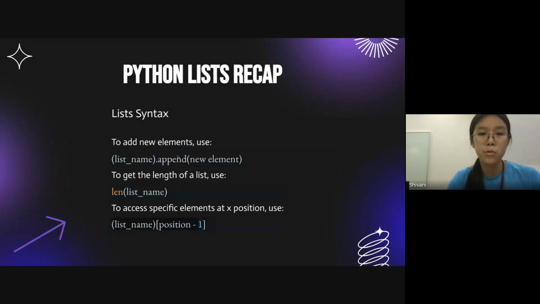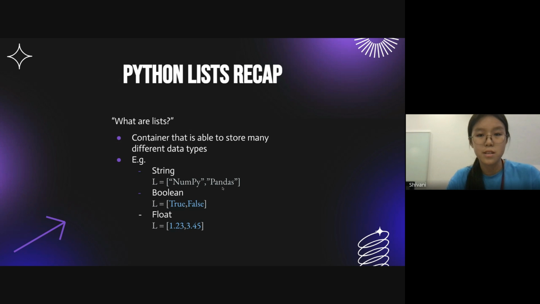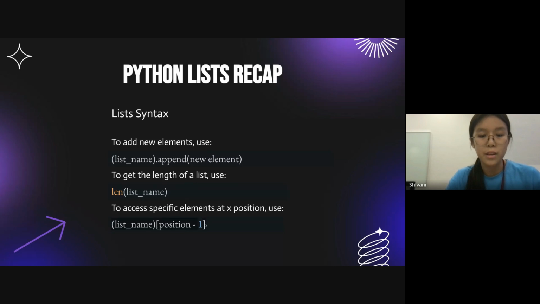For list syntax, if you do want to add new elements to, for example, this list, you can use .append behind the list name. In this case, our list name would be L, and we can add the new elements in the brackets over here. If you want to get the length of the list, which would mean the number of items within this list, you can use len and the list name. And if you do want to access a specific element at X position, for example, I want to access the second item within this list L, we could use the list name and position 1. We use 1 because Python is 0 indexed, which means instead of starting from 1, we start from 0.